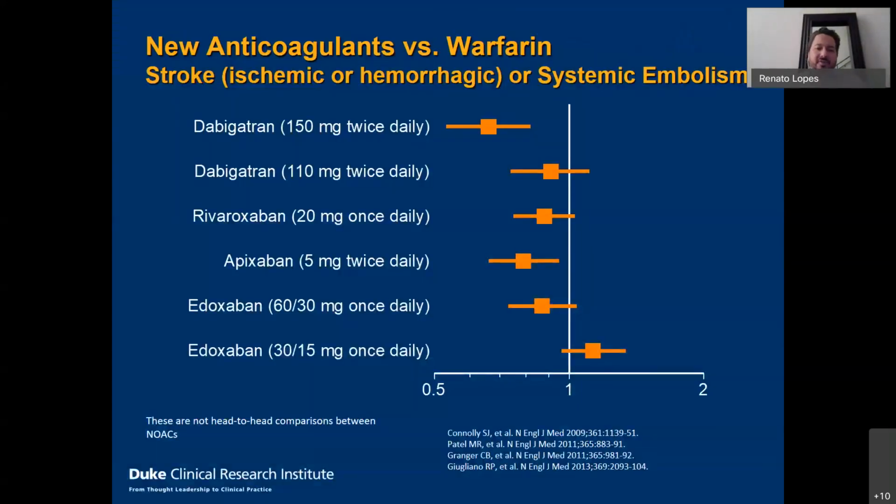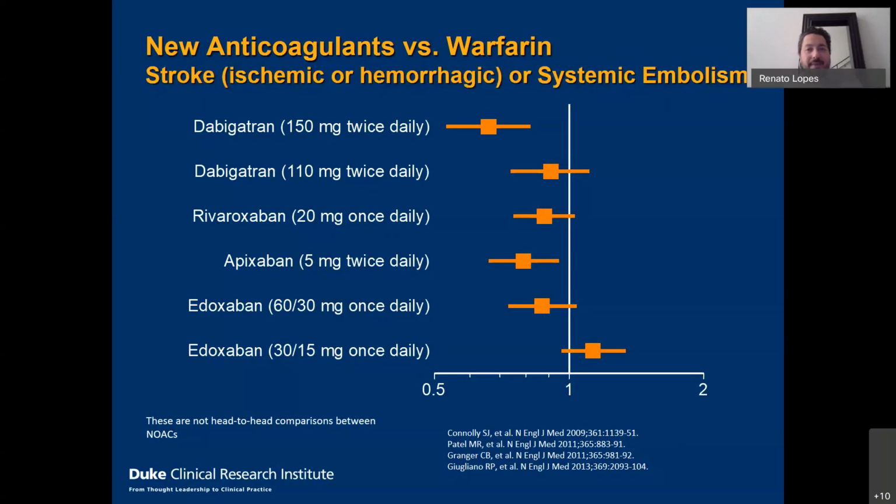But let's look at the results separately. Again, the idea is not to compare one drug to another drug, because these drugs were not compared to each other, but just to put the results in perspective. All of the trials were designed to be non-inferiority trials. Why? Because warfarin is so good. If you are as good as warfarin, you are already in very good shape.